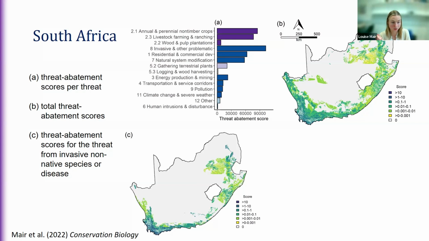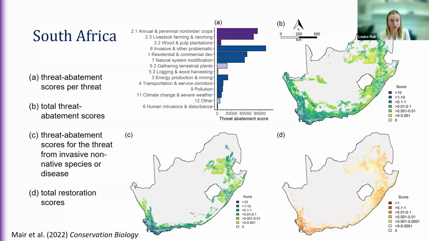And then finally, what we were able to do for South Africa that we weren't able to do for the other countries was map the restoration scores. And again, this was thanks to using the national land cover map. So we worked with our partners to identify specific land cover categories where habitat restoration would actually be a realistic prospect. And we used that information to map the restoration score. And I think this is probably our best restoration output because it's much more grounded in feasibility in terms of habitat restoration potential.